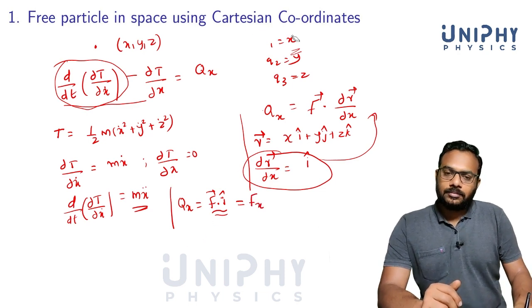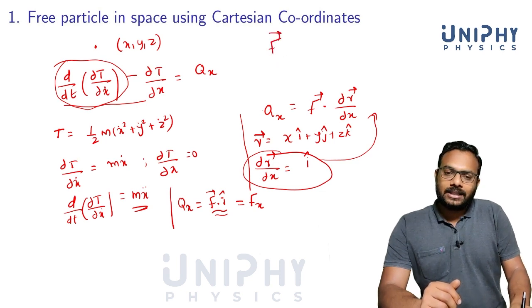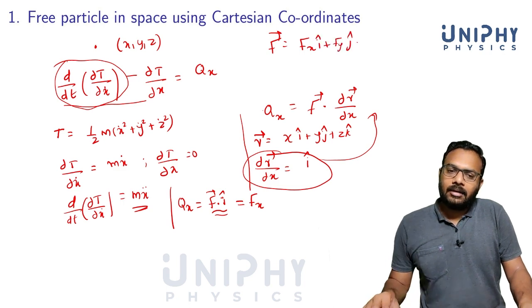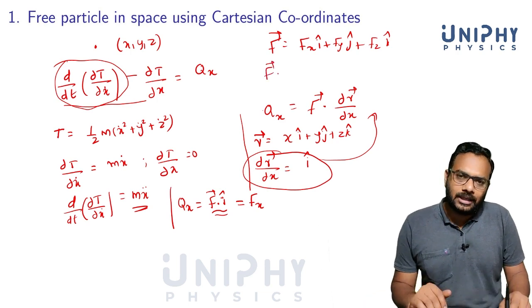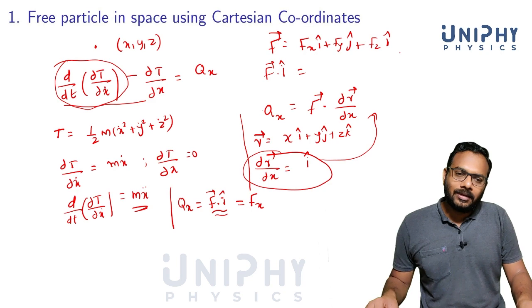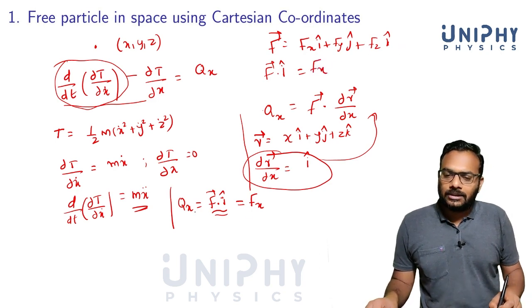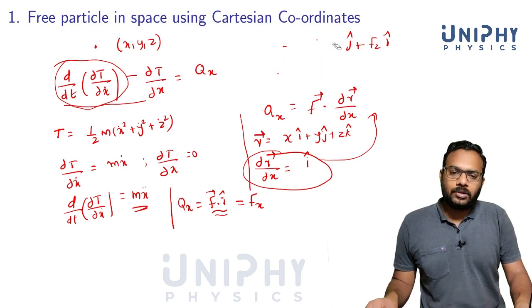Because we can write the force F vector as Fx i cap plus Fy j cap plus Fz k cap. And if you take this as an orthonormal set of basis vectors, i, j and k, then if you take F dot i, because i dot i is 1, i dot j is 0 and i dot k is also 0, you get Fx. Now it's just a matter of putting all this together, and you will get the equation of motion for the x coordinate.